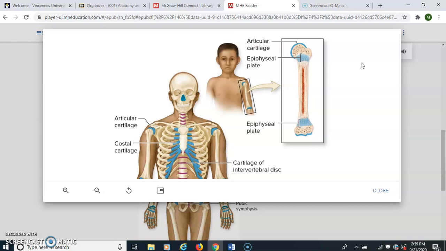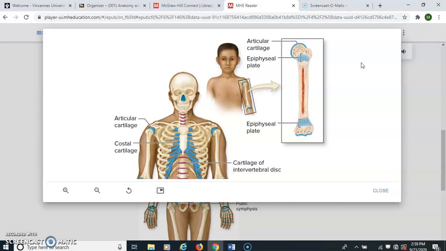So those are the 3 locations for the hyaline cartilage. Between 2 bones connecting, which we call articular cartilage; between the ribs and the sternum, which we call costal cartilage; and then also at the epiphyseal growth plates, so we call that epiphyseal cartilage. All right. So that was for our hyaline cartilage.